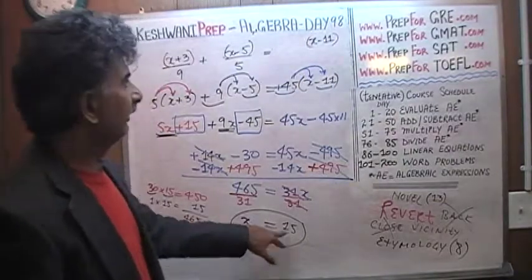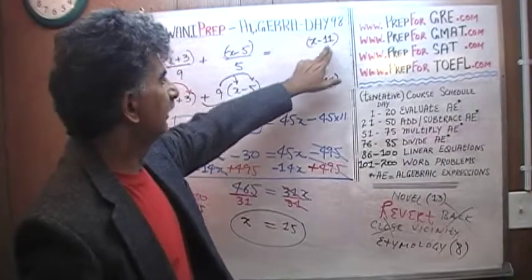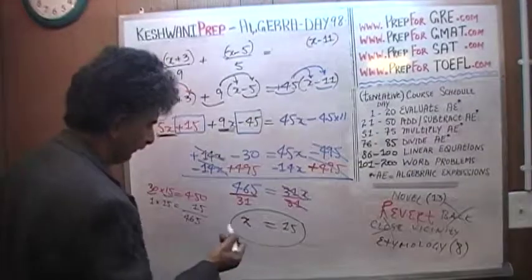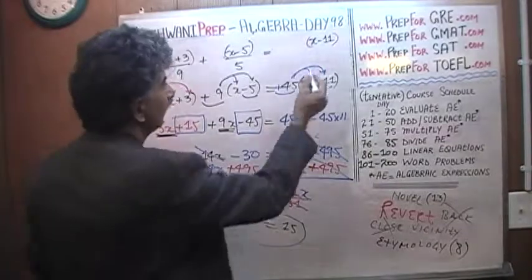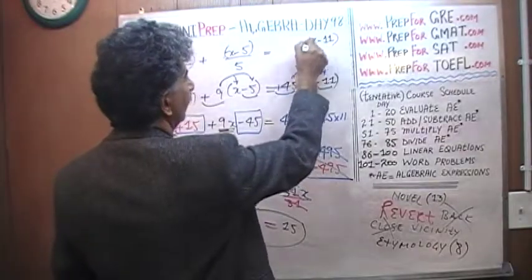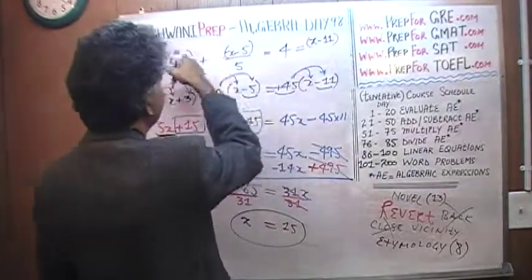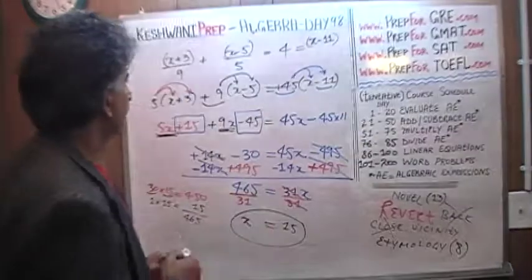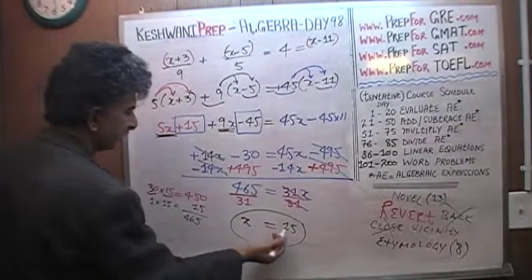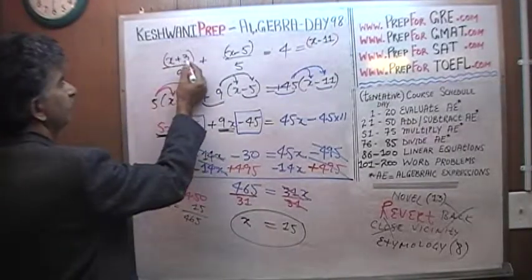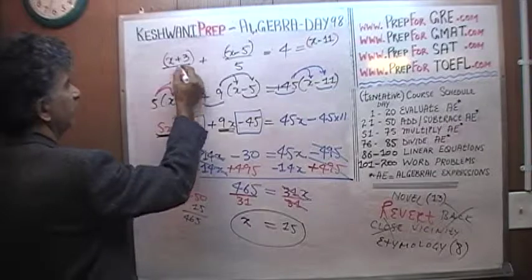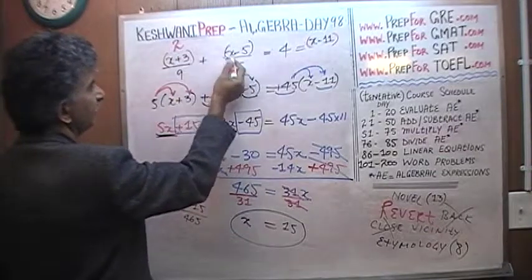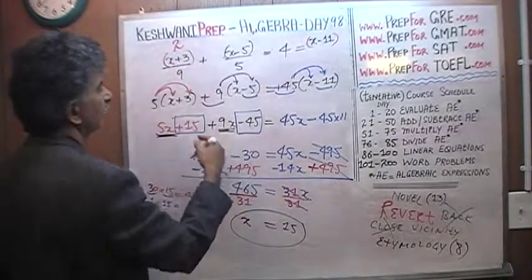X equals 15, so this side is 15 minus 11, and this side better equal 4. One more time, since we just found that x is 15, 15 minus 11 is 4. So this thing better work out to be 4. Let's find out whether or not it does. X equals 15. 15 plus 3 is 18. 18 divided by 9 is 2. Since we need a 4, if this is 2, this better be 2 also, because 2 plus 2 is going to give us 4.